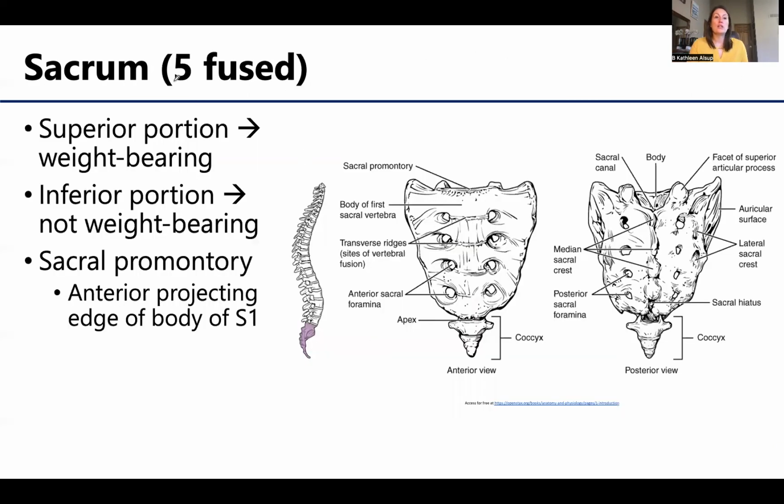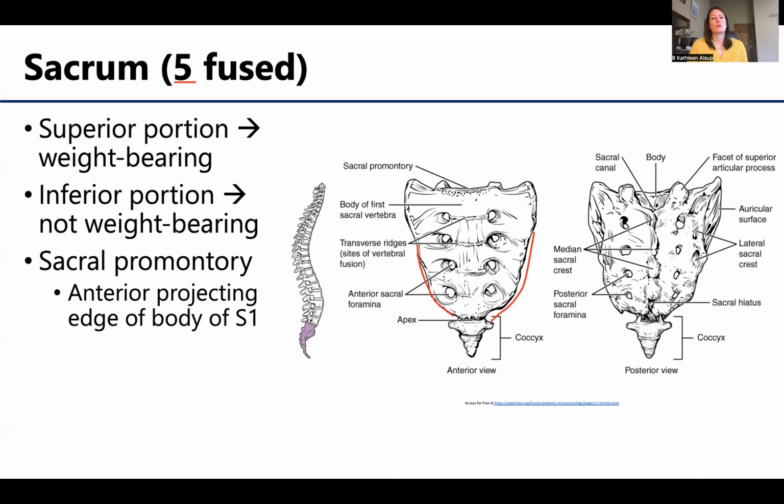All right, so generally you have 5 sacral vertebrae that have fused. Sometimes you can have some variation there. The superior portion of the sacrum is going to be weight-bearing. You are going to have the formation of joints with the ilium. And you know it's weight bearing because it's a little bit wider, similar to what you had with the lumbar vertebrae. As you get more inferior, you see that it begins to taper off. And this inferior portion of the sacrum is not weight bearing, but there will be muscles attaching there.